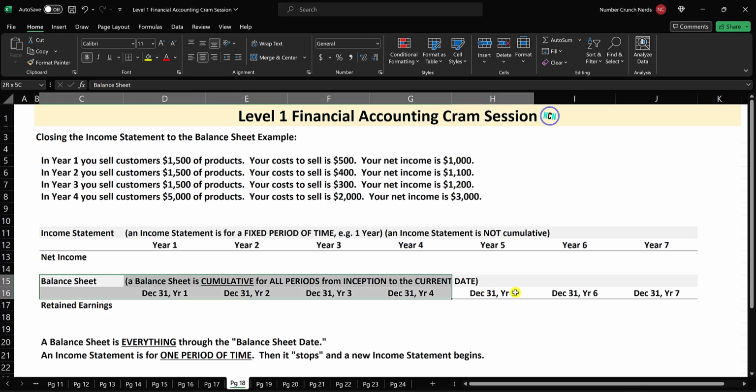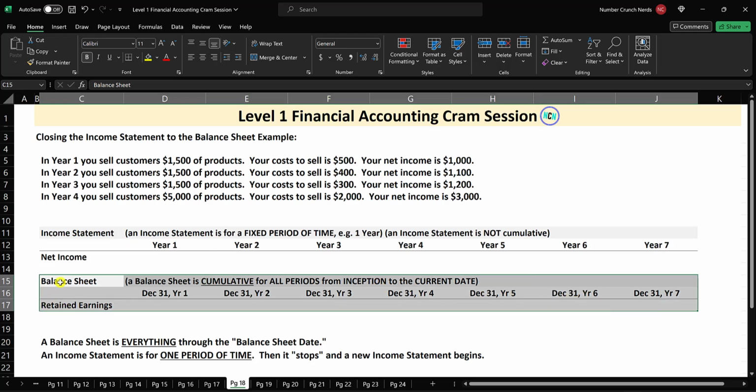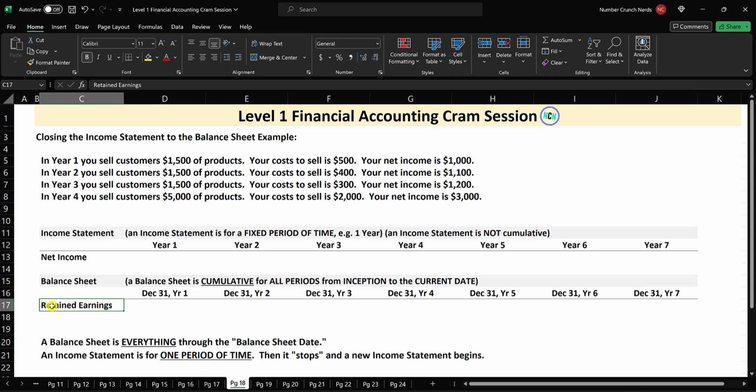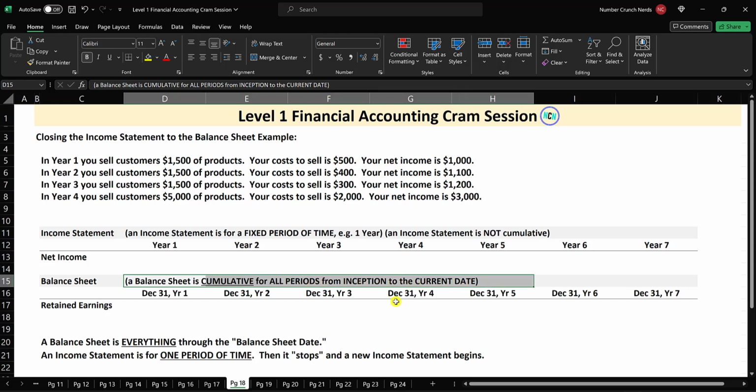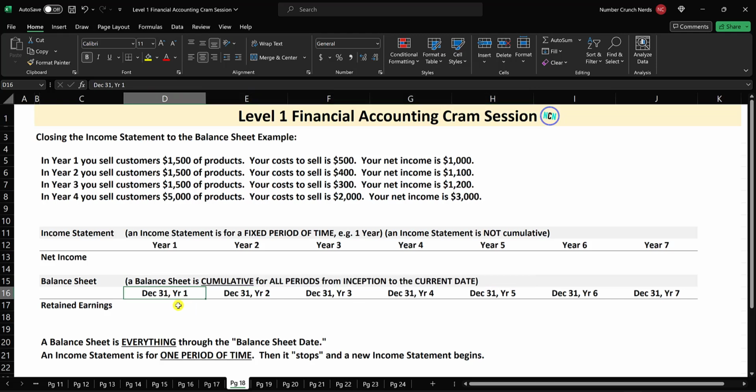This is where we're going to keep track of the balance sheet down here. For the balance sheet, we're going to keep track of retained earnings. Retained earnings is a cumulative amount of net income. A balance sheet is cumulative for all periods from inception to the current date. That is why the balance sheet is for a specific date, not a year, but an actual date, like this day right here, December 31st of year one. The balance sheet is as of that date. So we're going to accumulate in the balance sheet.